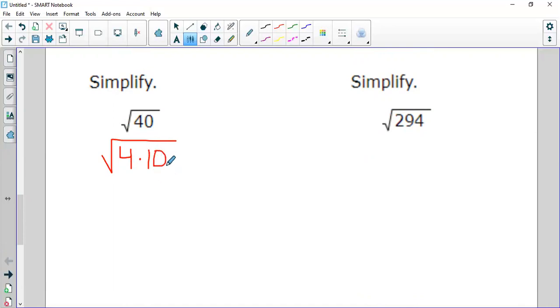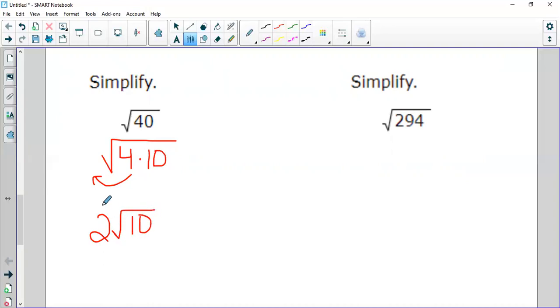And you look at 10 and you say, well, can I break that down too? But 10's factors are 2 and 5, and neither of those are perfect squares. So even though 10's a nice looking number, it seems like you should be able to do something with it. 10 is going to be what's left inside the radical because there are no perfect square factors of 10. But 4 has that perfect square, and that's 2. So my answer is 2 radical 10.